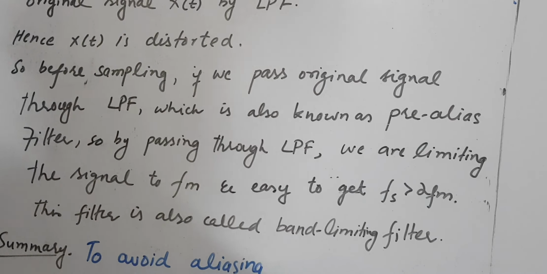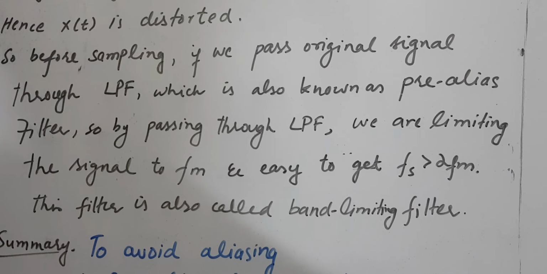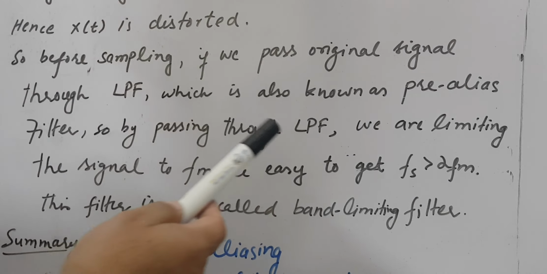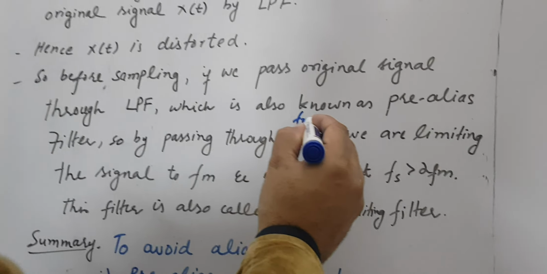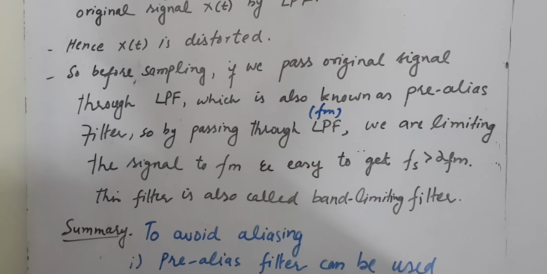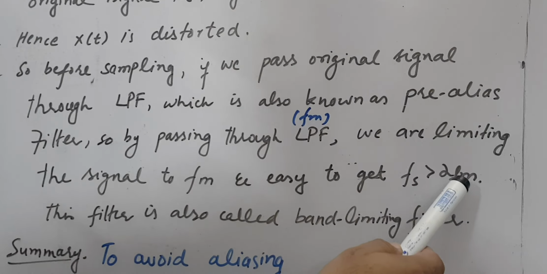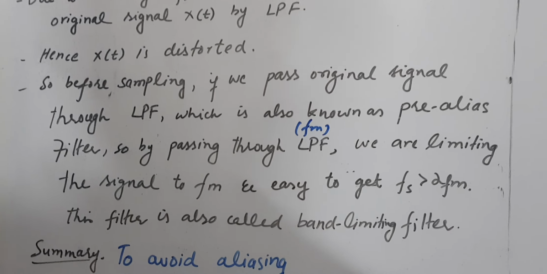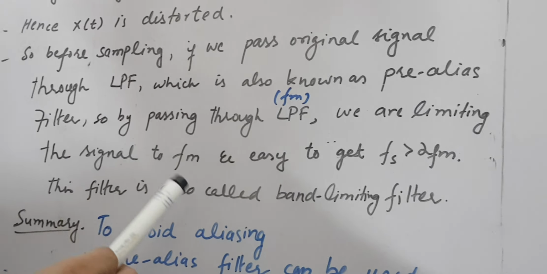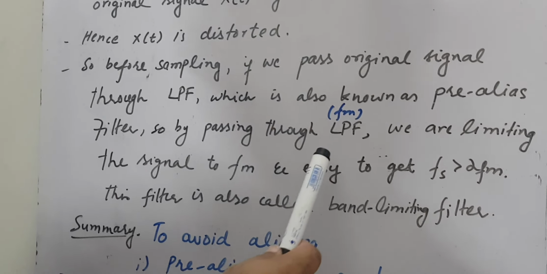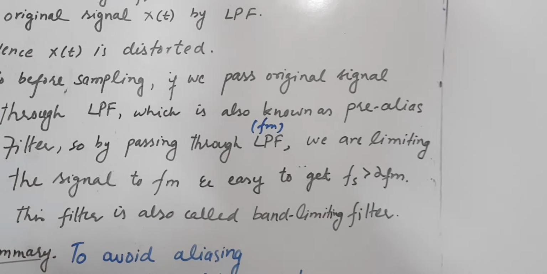By passing through the low pass filter, we are limiting the signal to Fm. We know that the signal is a combination of higher and lower frequencies, but when we pass it through a low pass filter whose cutoff frequency is Fm, we get the signal only up to Fm. Then it is easy to choose the sampling frequency as twice the modulating frequency. Since we are limiting the signal to Fm, this filter is also known as a band limiting filter.